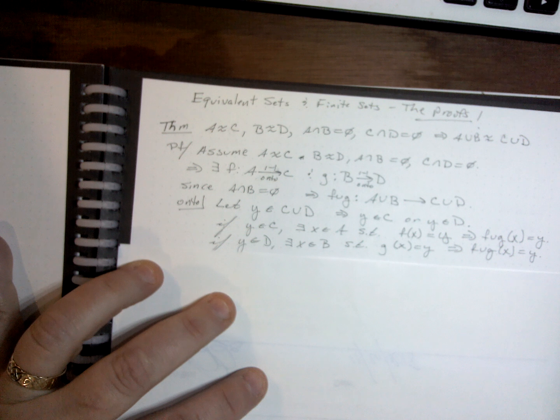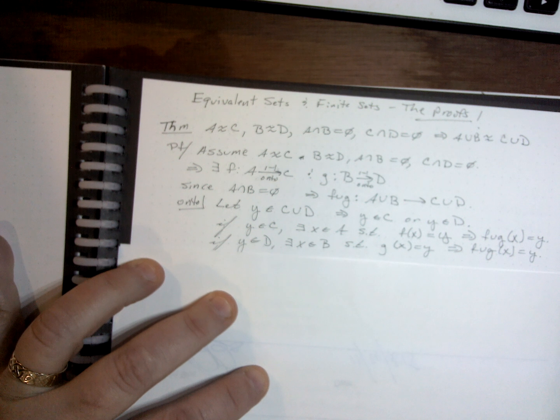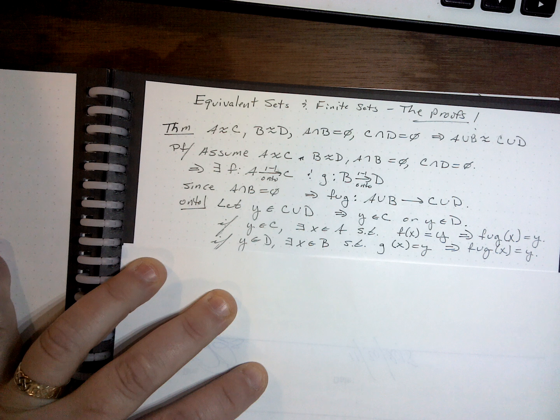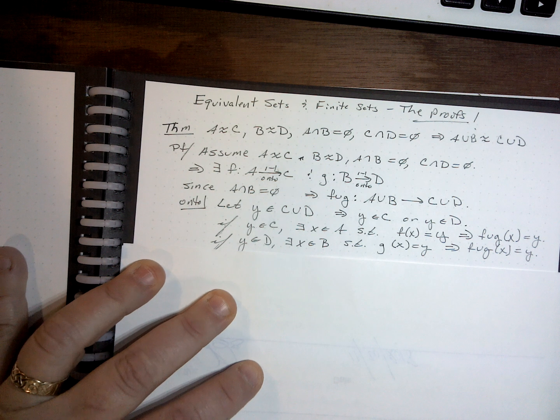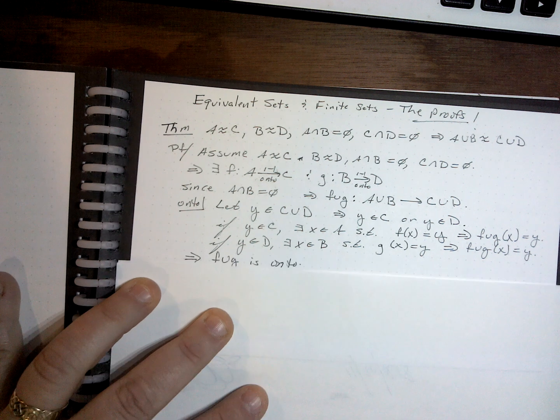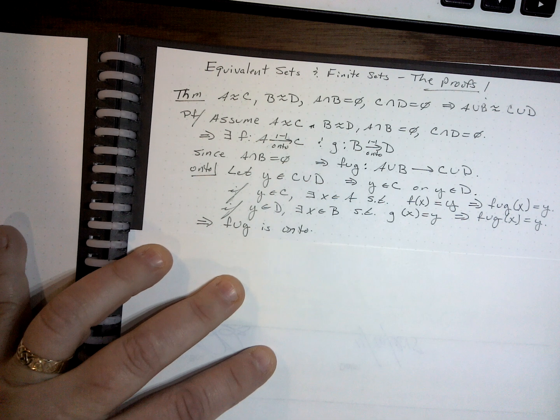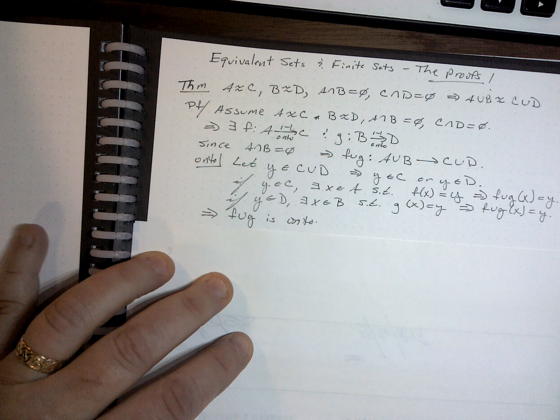Similarly, if Y is an element of D, there's some X in B that G maps to Y. Did I do that right? Yes. So F union G of X equals Y. Either way, whether it's in C or in D, we have something that gets mapped to it, so F union G is onto. Next, we need to prove 1 to 1.